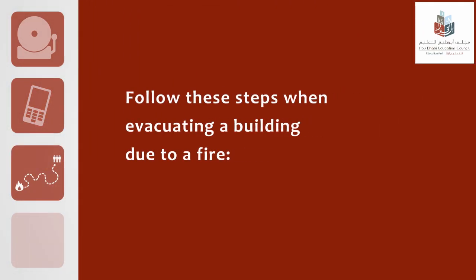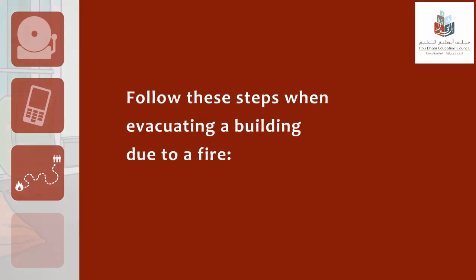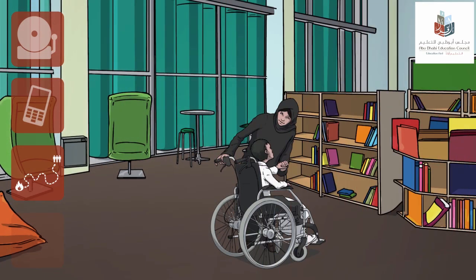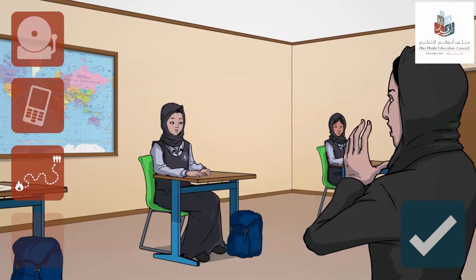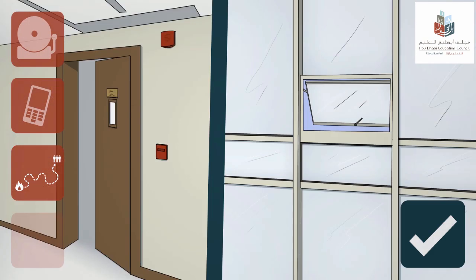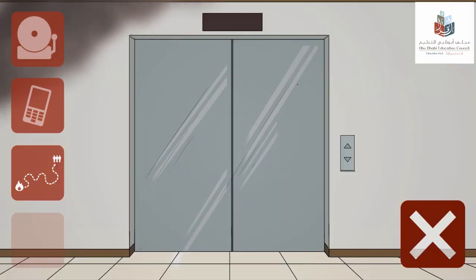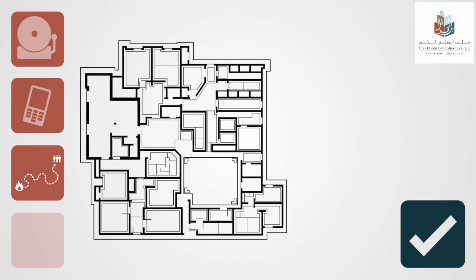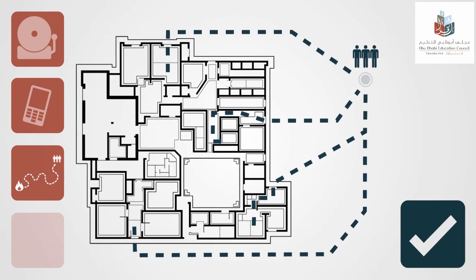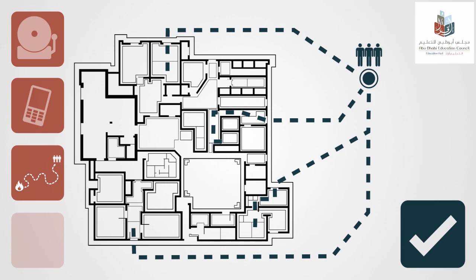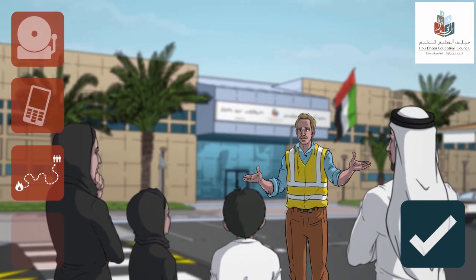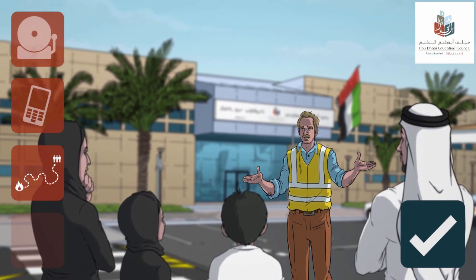Follow these steps when evacuating a building due to a fire. Ensure your safety first, then take care of and assist special needs cases and accompany them. Warn students, staff, and other people in school. Close windows and doors. Do not use lifts. Follow the arrows of the nearest escape route towards the assembly point and as instructed by school fire wardens. Pay attention to fire wardens' instructions.